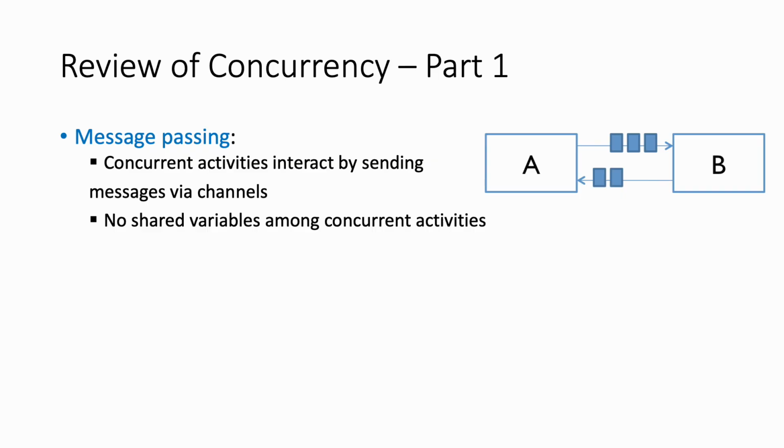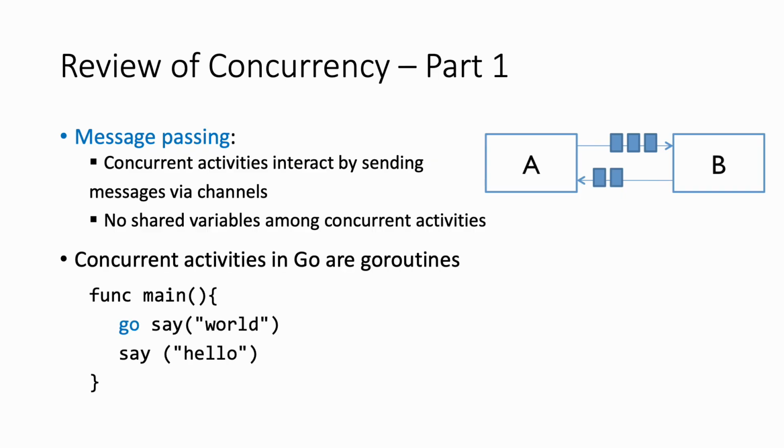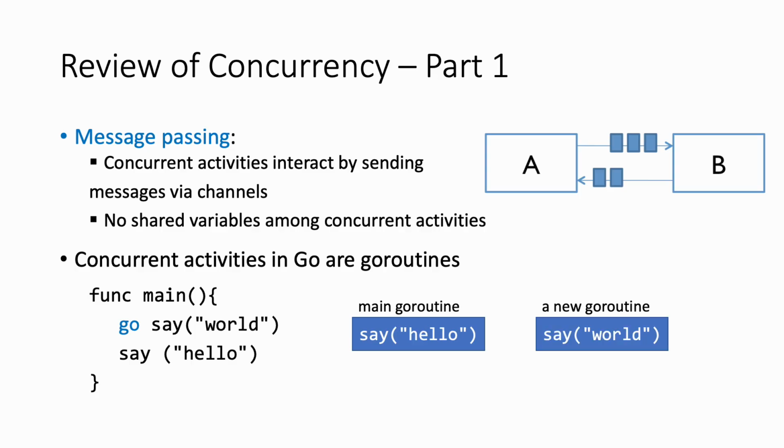In the first lecture, we also learned that concurrent activities in Go are Go routines. Every program has the main Go routine when the program starts. New Go routines are created by Go statements, which are regular function or method calls, but prefixed with the keyword Go, as in this example. The function or method call in the Go statement then will be executed in the newly created Go routine.